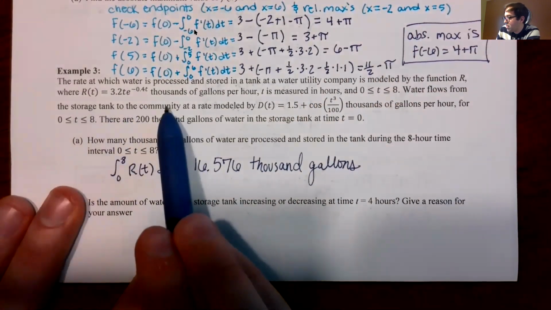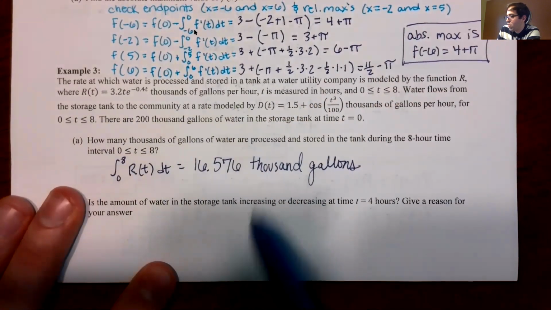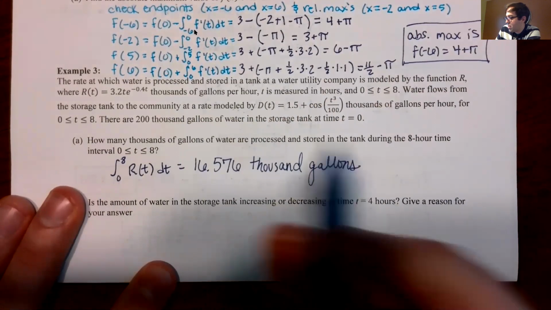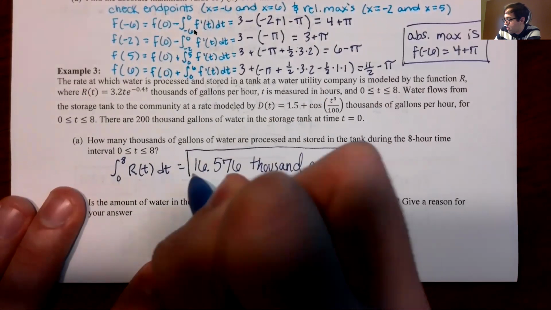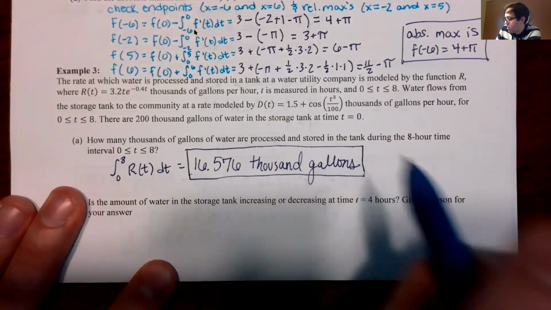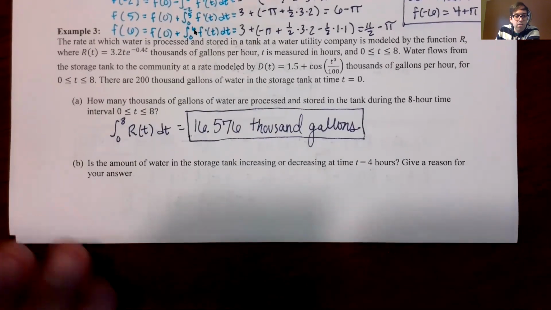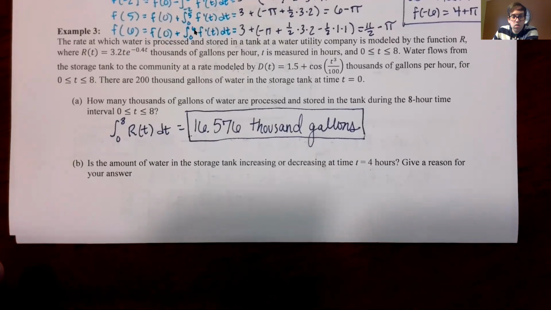Right, R of t was in thousands of gallons per hour. We went one level up, so it's just the singular gallons units, not per hour. All right, part B: is the amount of water in the storage tank increasing or decreasing at time t equals 4 hours? Think about this like a rate in, rate out problem, right?